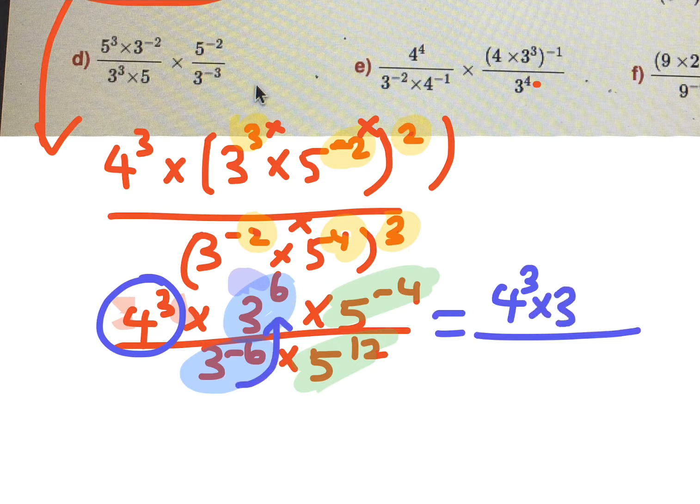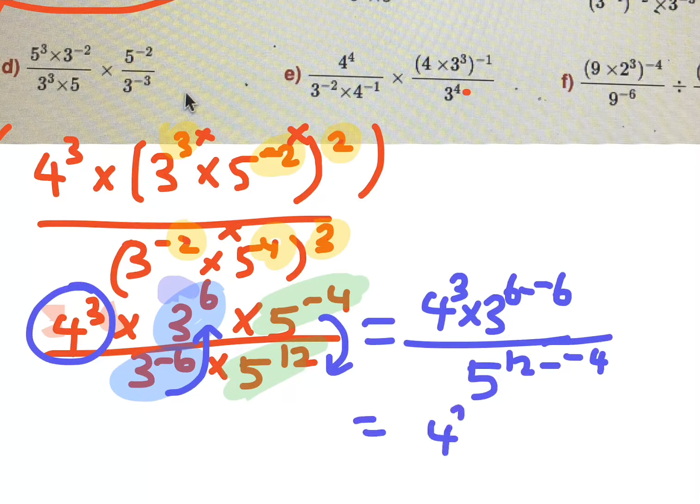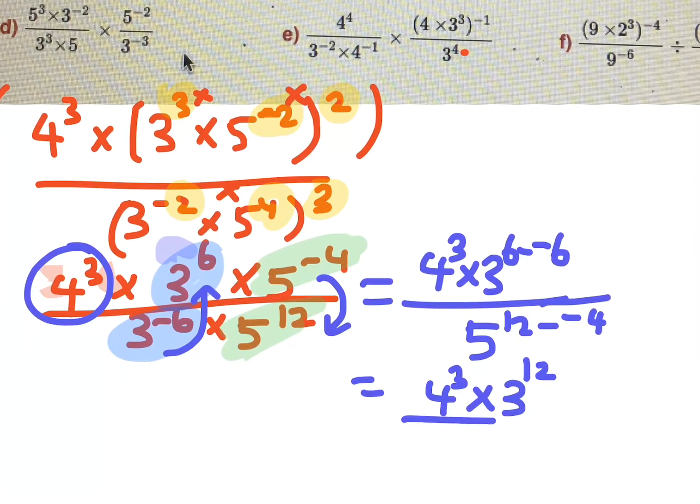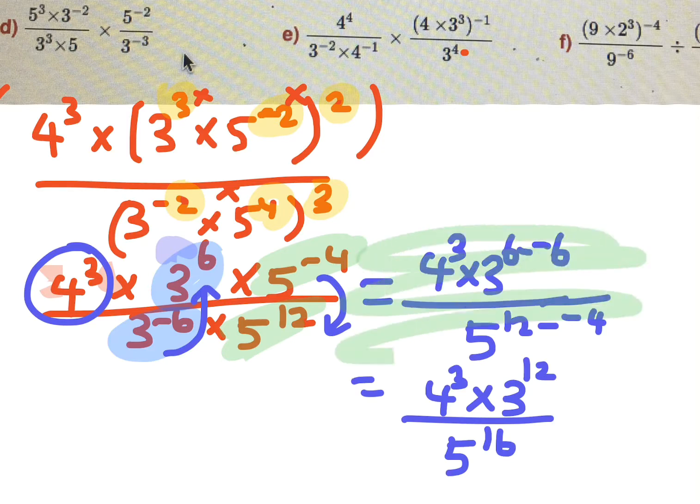So you get times 3 to the 6 minus 6, because you subtract the indices. And when you do the 5, you'd move that one down there. That's 5 to the 12 minus 4. So you change the sign of the indices. So it's 4 to the 3 times 3 to the 6 minus 6 is 12, over 5 to the 12 minus 4, which is 5 to the 16. Okay, well, that's that one.